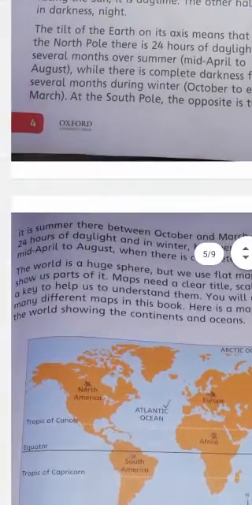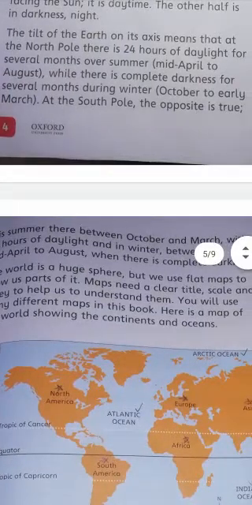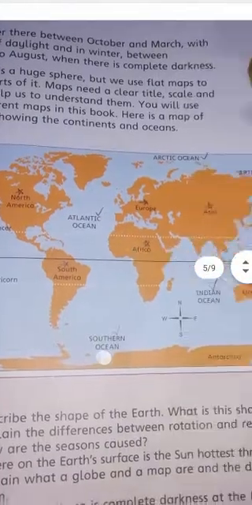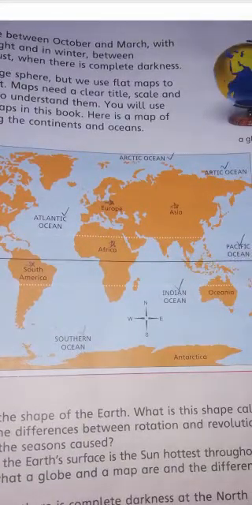The world is like a huge sphere, and we use flat maps to show us the parts of it. Maps need a clear title, scale, and a key to help us understand them. Means in the map there must be a compass rose as well as a key so that we can understand. This is the map. It is showing continents and oceans in the world. So these are the exercise questions.